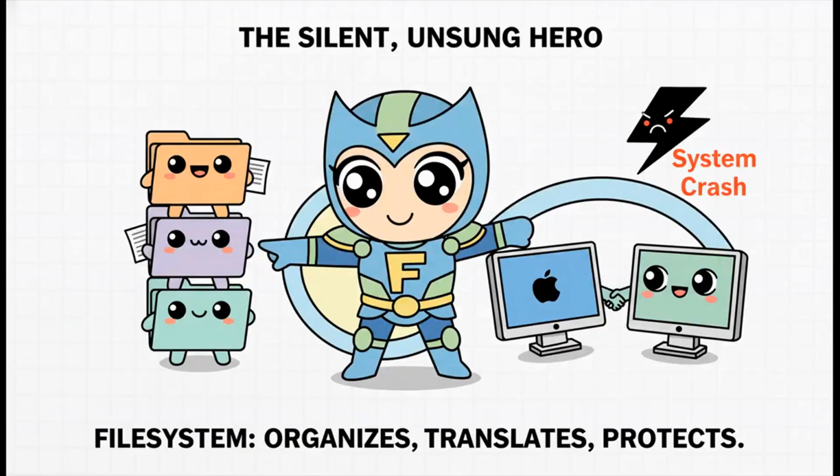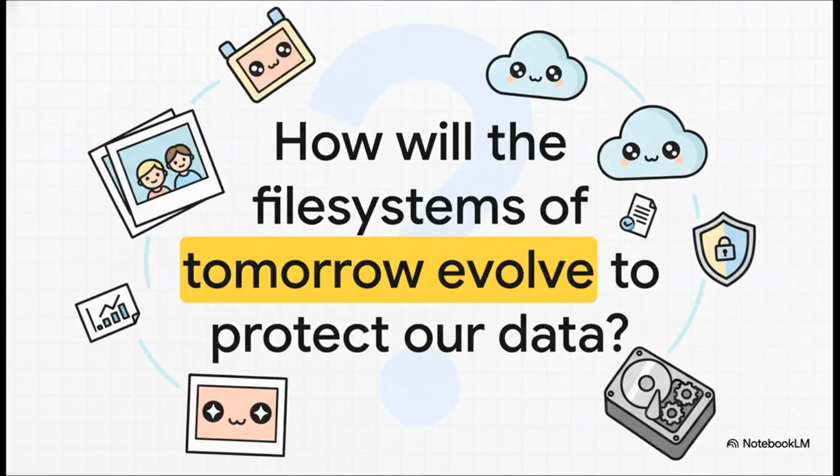So when you really step back and think about it, your file system is this incredible, tireless worker. Every single second, it's organizing, translating, and protecting your data, all without you ever seeing it. It truly is the unsung hero of your entire digital life. And that really brings us to a final big question. Our data is more important than ever, right? It's our memories, our work, our entire digital lives. So as we generate more and more of it, how are these invisible architects going to keep up? What will the file systems of the future look like to keep all that data safe and accessible? It's definitely something to think about.